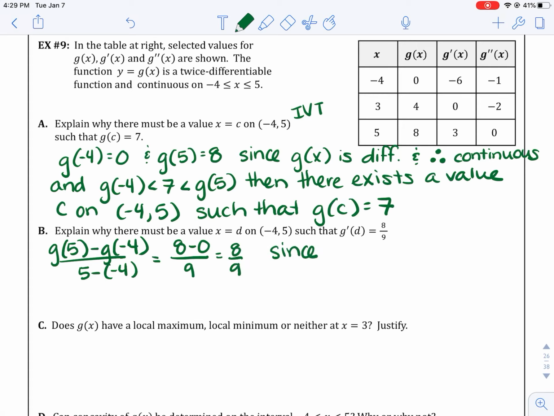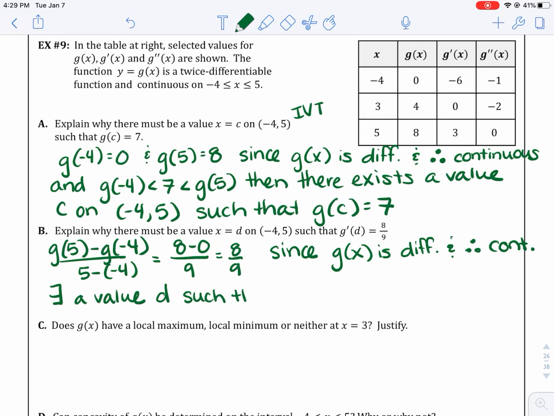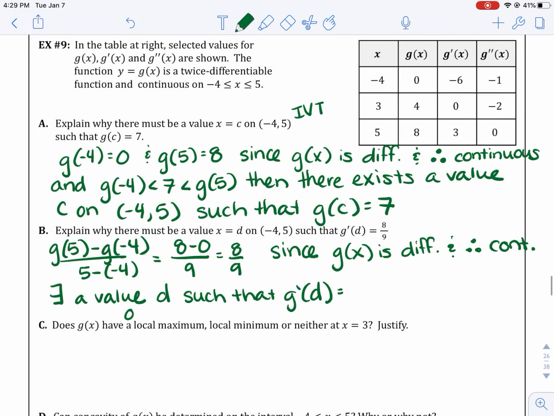So since, let's see, G of X is differentiable and therefore continuous, there exists a value D such that G prime of D equals, oh, on our interval, you got to state your interval, is equal to our average rate of change, which in this case is 8/9.